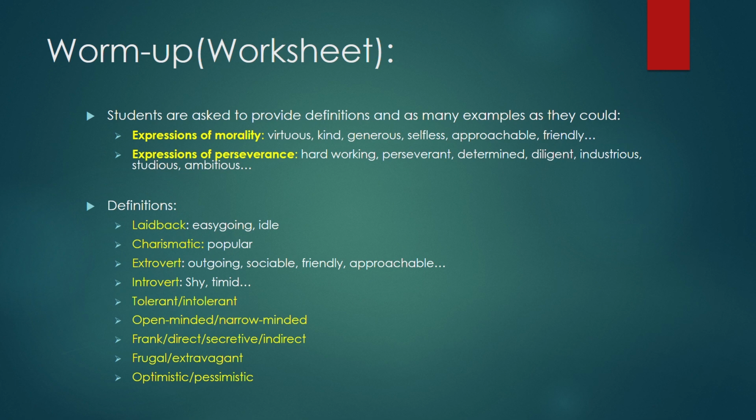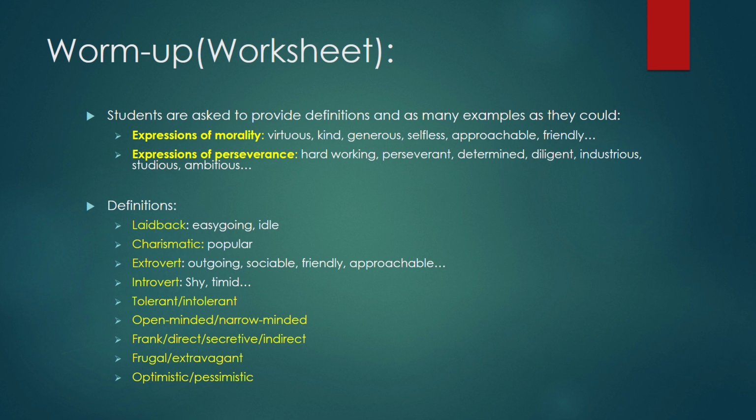We will ask them to provide some examples or definitions for these concepts. Expressions of morality, we have seen them in previous slides: virtuous, kind, generous, selfless, approachable, friendly, etc. Expressions of perseverance: hardworking, perseverant, determined, diligent, industrious, studious, ambitious, etc. We have seen them, so we are just going for the definitions. Laidback is essentially a person who is easygoing, so he never gets nervous. Charismatic is popular, loved by everyone, and really influential. If they decide to do something, probably a lot of people are going to follow them.